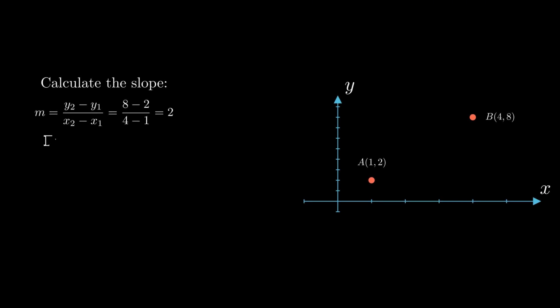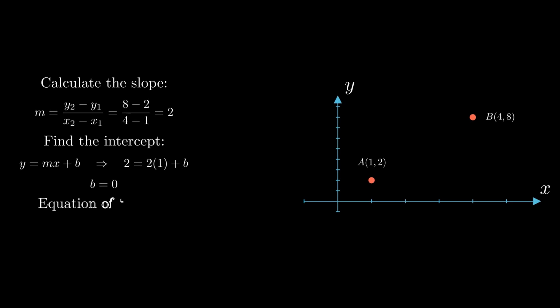The line equation is in slope-intercept form, y equals mx plus b. Substitute point A(1, 2) and slope m equals 2. 2 equals 2 times 1 plus b. Simplifying, 2 equals 2 plus b. Solving for b, b equals 2 minus 2, which equals 0. Thus, the equation of the line is y equals 2x.